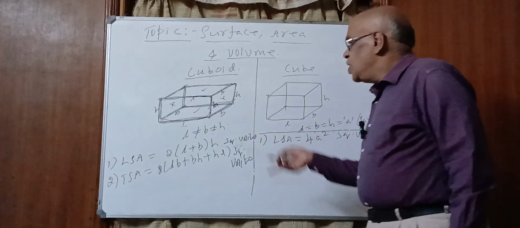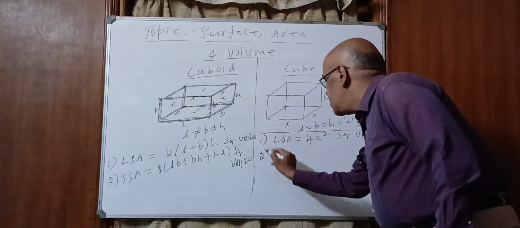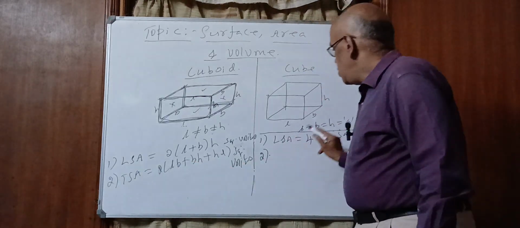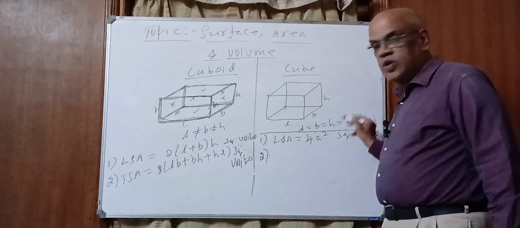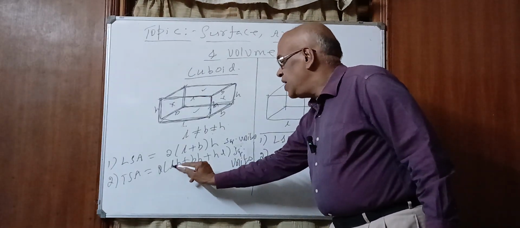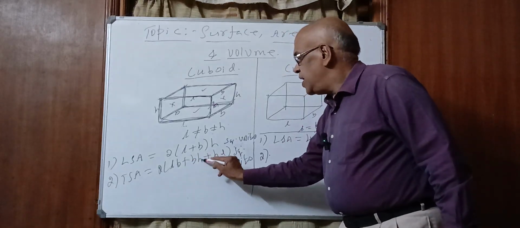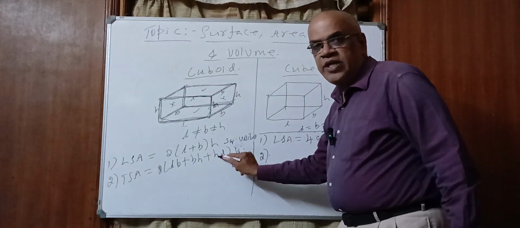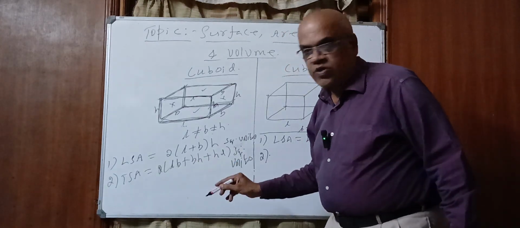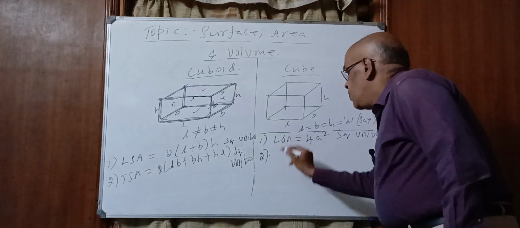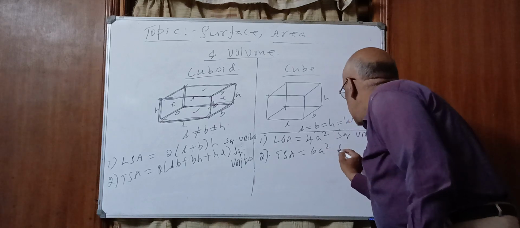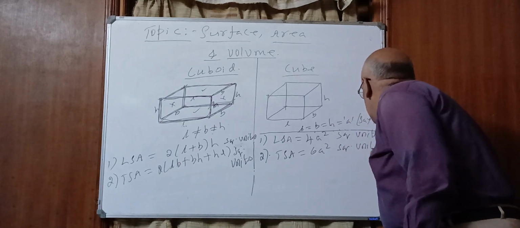Again, come to cube. If you know cuboid, cube is easy. That's why I have written cuboid and cube together. Here, L is equal to A, B is equal to A, H is equal to A. Now, replace L, B, H by A. LB is what? L into B, A into A, A square. B into H, A into A, A square. H into L, A square. How many A squares are there? A square plus A square plus A square, 3A square. Into 2, 6A square. What is the TSA of a cube? 6A square square units.